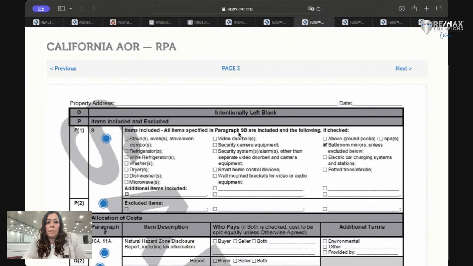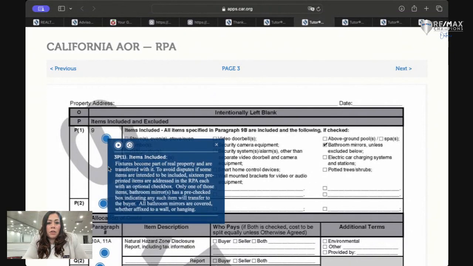Okay, so item 3P1 is items included. So this part is super important too. When you are with your client and you're looking at 2, 3, 4 homes, if your client makes a comment, or if you see something and you're wondering, I wonder if this is going to be part of the sale or not. It doesn't say anything in the MLS. And you might think, wow, they wouldn't leave this with this property.